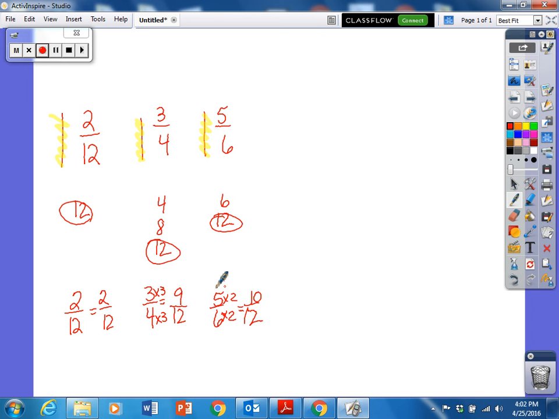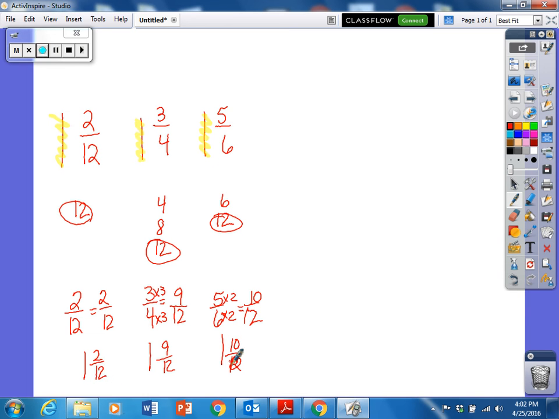So now let's look at our fractions. 10 twelfths, 9 twelfths, 2 twelfths. Since they all have a 1, we can add that 1 back in. So it's 1 and 10 twelfths. Oops, not 10 twelfths. 1 and 9 twelfths. And 1 and 2 twelfths.